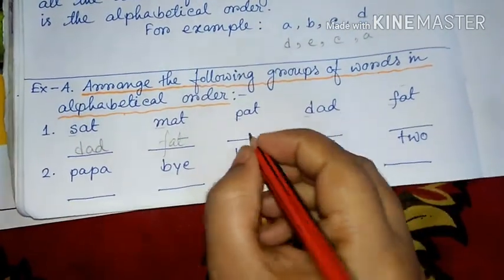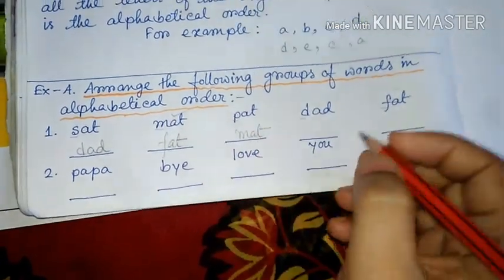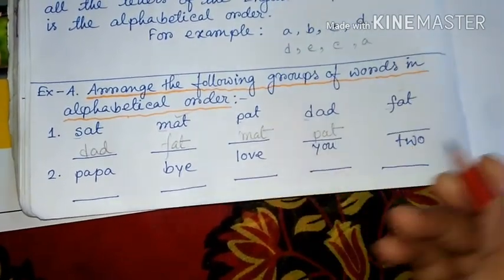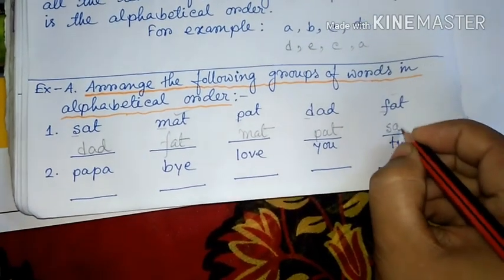the second one will be fat, the third one mat, the fourth one pat, and the fifth one sat.